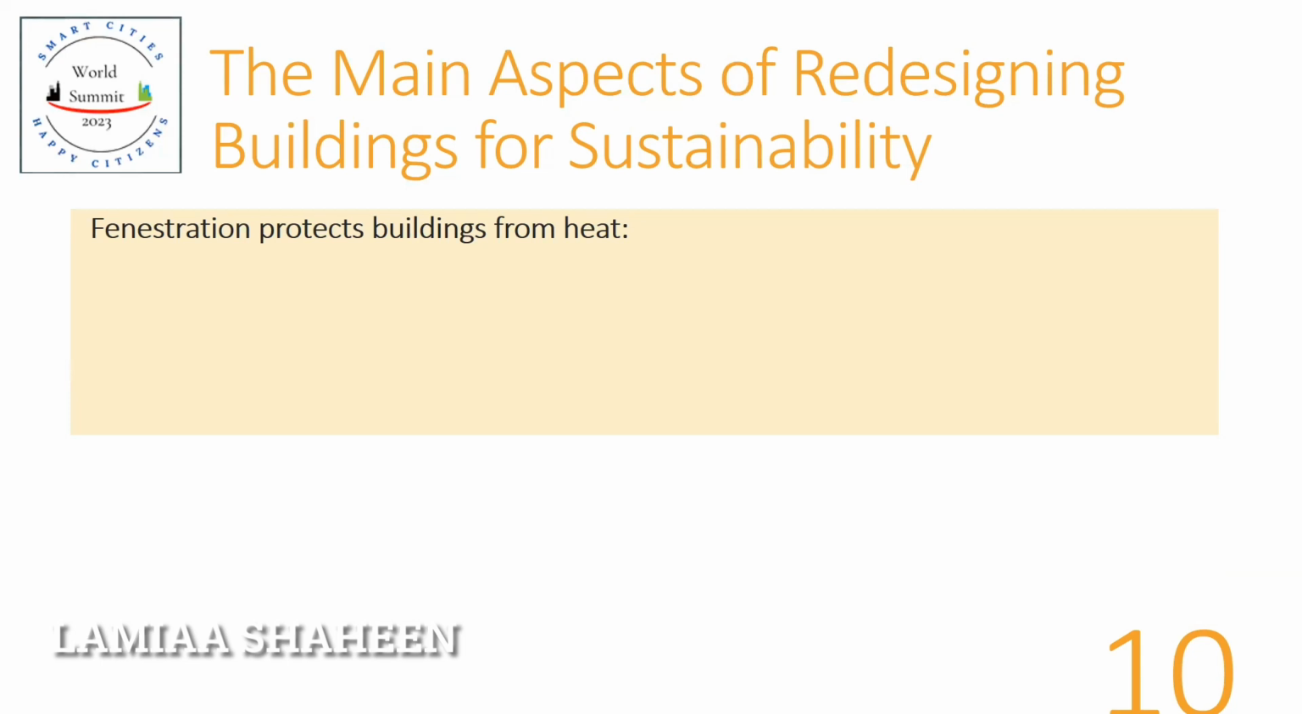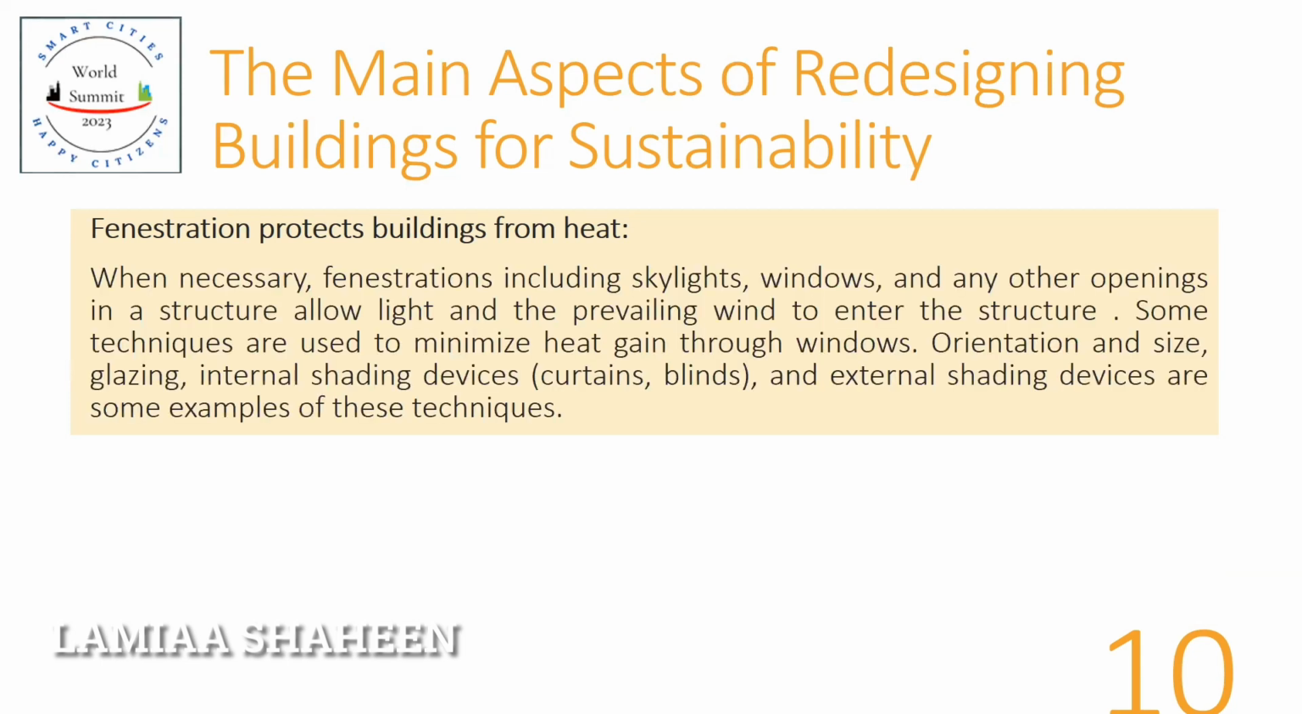Fenestration protects building from heat. When necessary, fenestrations including skylights, windows, and any other openings in a structure allow light and the prevailing wind to enter the structure. Some techniques are used to minimize heat gain through windows. Orientation and size, glazing, internal shading devices like curtains, blinds, and external shading devices are some examples of these techniques.